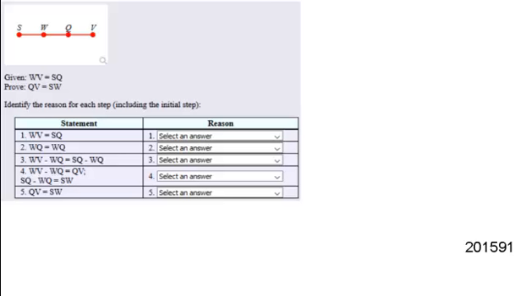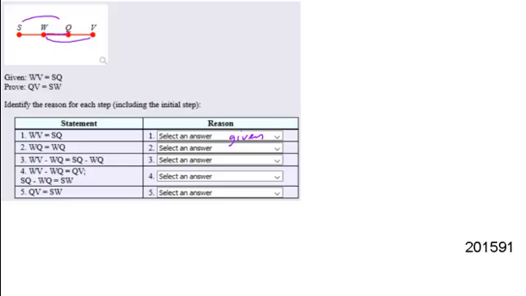So I'm going to talk through this problem here. My given is WV is equal to SQ. There it is, labeled on my diagram. I'm going to find where that is, identify it as my given. Okay. Now my next statement says WQ equals WQ.